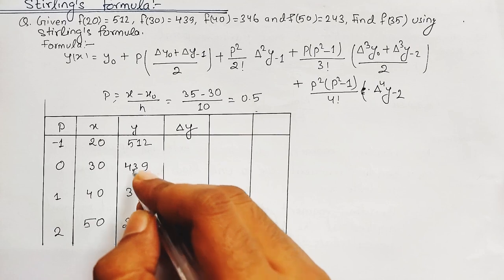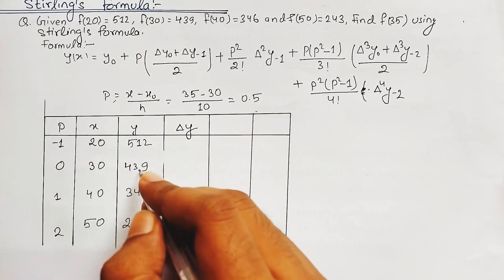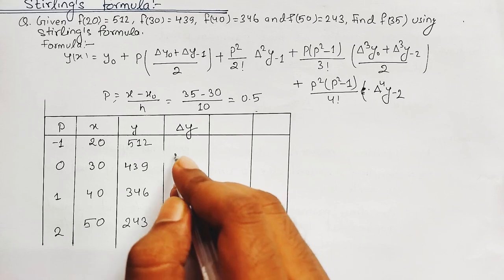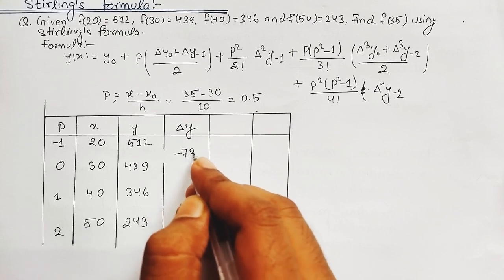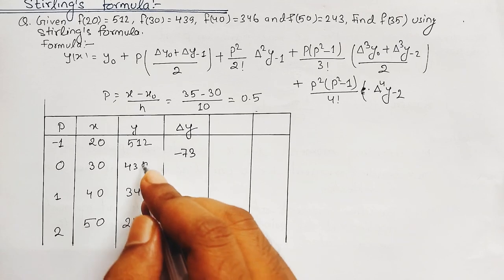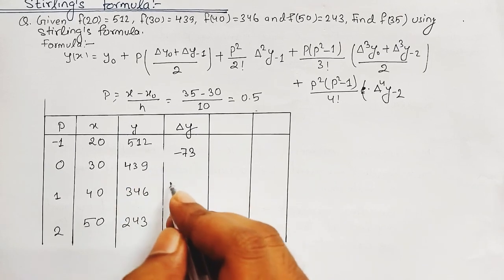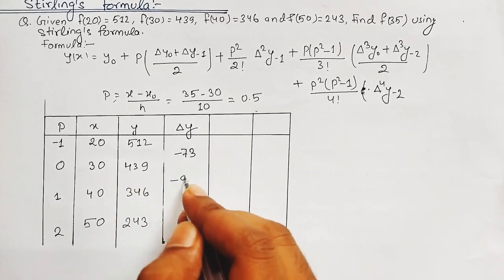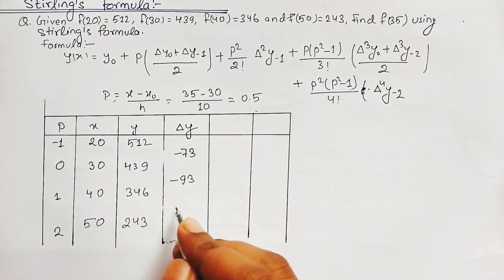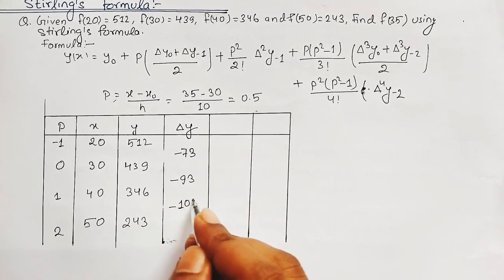We will simply subtract this value from this value. We will subtract this value from this value, so we will get negative 73, that is minus 73. Similarly, we will again subtract this value from this value, so we will get again negative 93. Again subtract this value from this value, so we will get again minus 103.